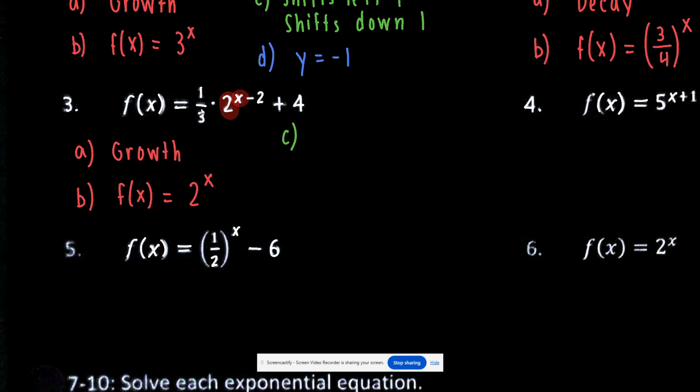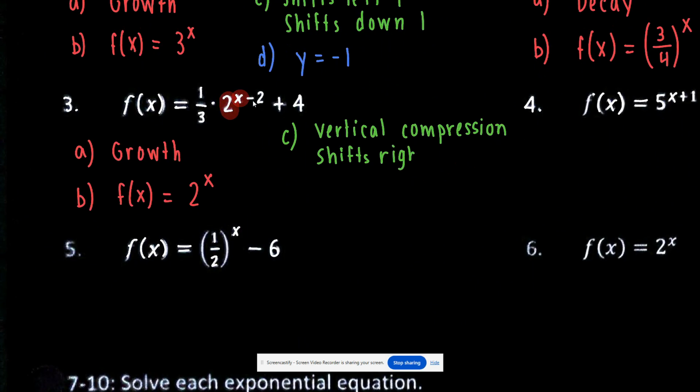Well, I'm multiplying by 1/3 out in front. That's definitely less than 1. So that's a vertical compression. Then I got this minus 2, where? Inside. That's horizontal. Horizontal is the opposite. So minus 2 is actually a positive 2 horizontal shift. So this thing is shifting right 2.